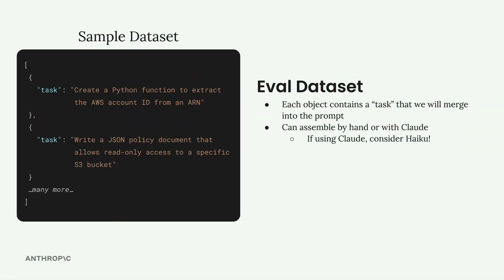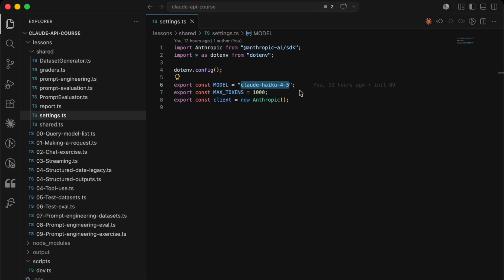The official course points out that dataset generation doesn't need your most capable model. A lighter, faster one does fine, since the task is just inventing sample data, not solving anything hard. There is nothing to switch in our ported code. The model in settings.ts is already set to Claude Haiku 4.5. That's been our default model for the whole course, so we are well aligned with the official course's advice.